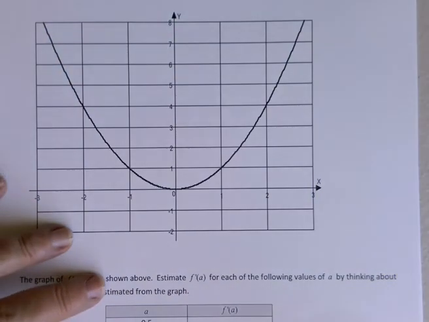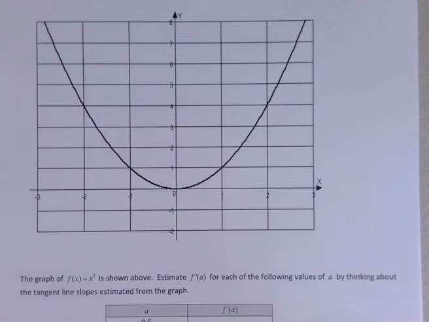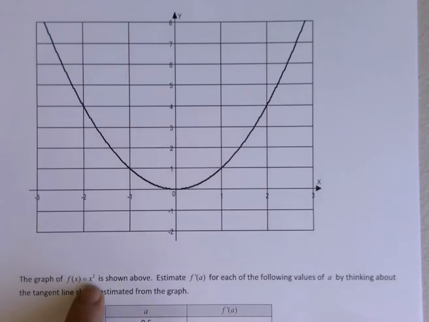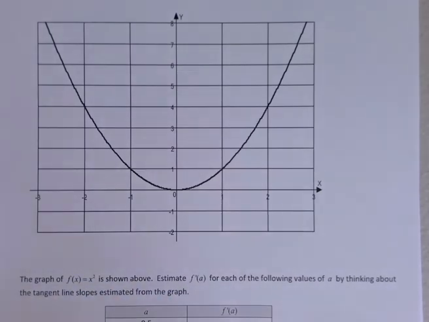What I have here is probably a graph that you recognize. It's simply the graph of f of x equals x squared. And we're going to try and estimate f prime of a for each of the values in the table by simply thinking about the tangent line slopes, which we'll estimate by sketching on the graph.